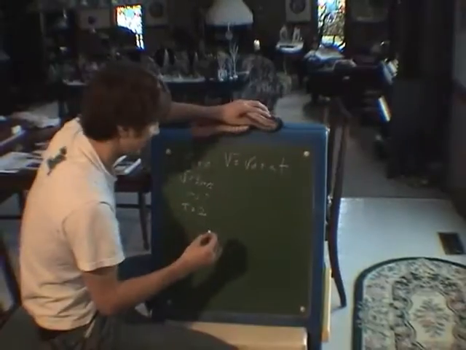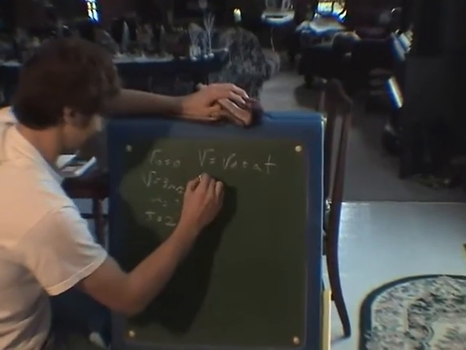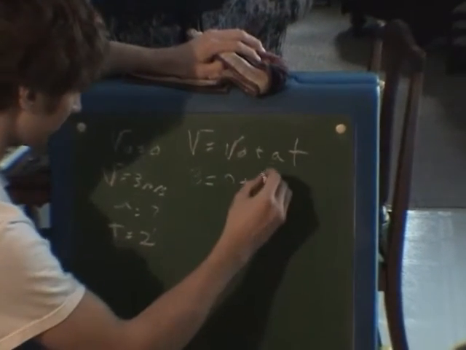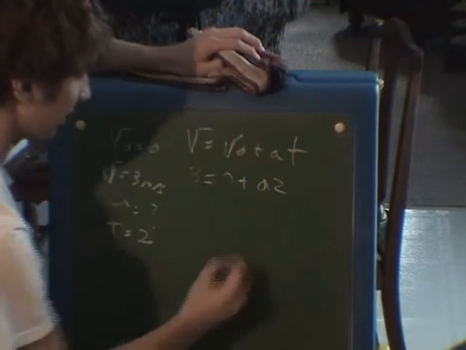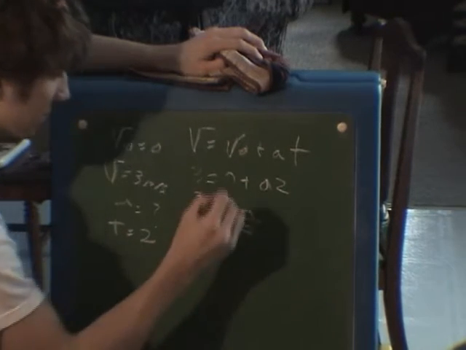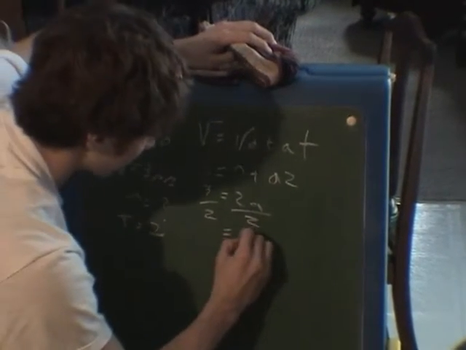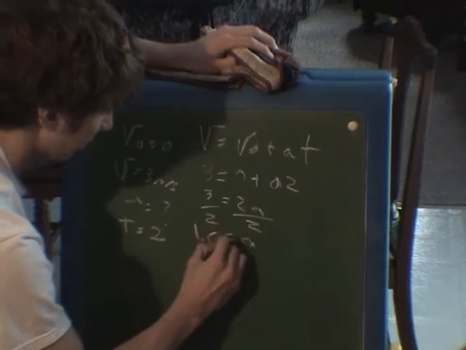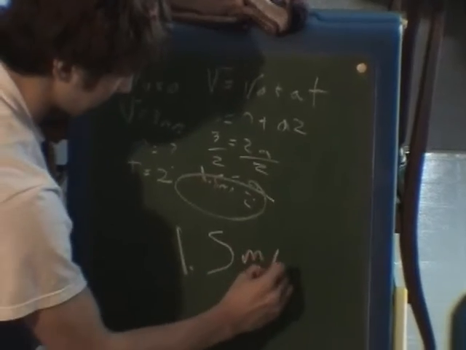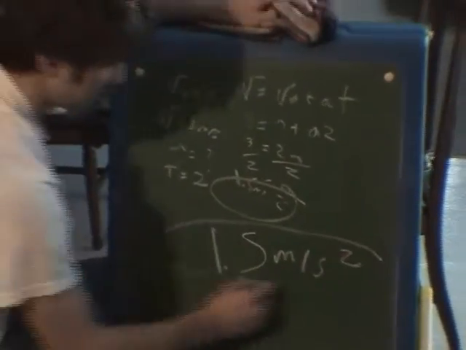3 equals 0 plus A times 2. 3 equals 2A. Dividing both sides by 2, some simple algebra gives us A equals 1.5 meters per second squared. 1.5 meters per second squared.